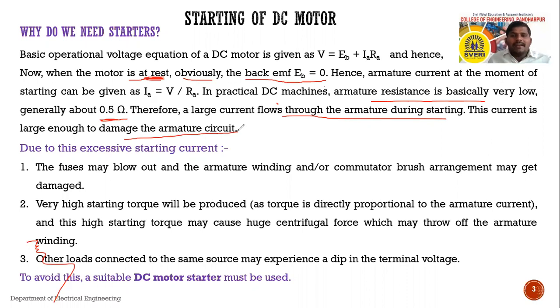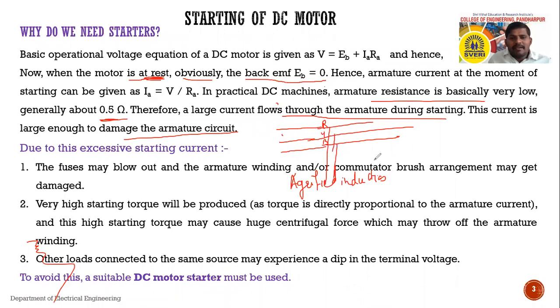See, if we consider one example, suppose our induction motor is there, an agriculture field induction motor. Suppose this is a 3-phase induction motor connected to the supply lines. This is the R phase, Y phase and B phase. One farmer is there. Another farmer's machine can be connected here, having R, Y and B phase. Similarly, in parallel, there is another farmer.